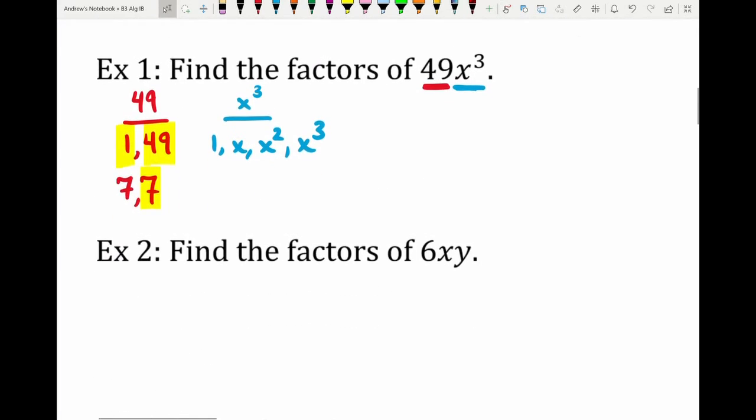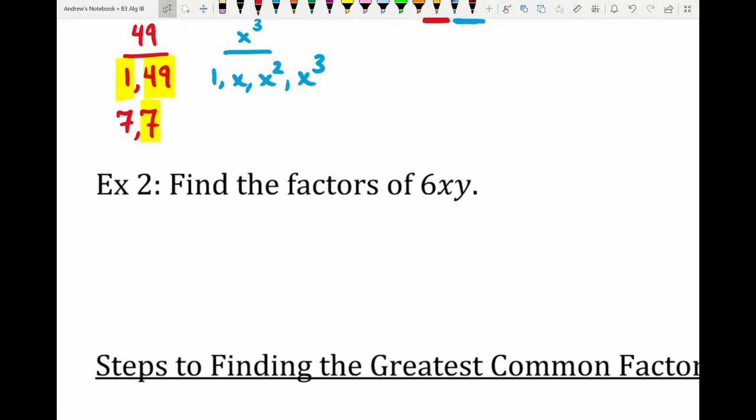Alright, whoopsie-daisy. Let's try it out for 6xy. Right, so again, first I'm going to take a look at just the 6. I'm going to say, alright, 1 times 6 could give me 6. I could also do 2 times 3. Right? And other than that, there's nothing else I can really multiply to get 6. Right, so this one has 4 different factors: 1, 6, 2, and 3.